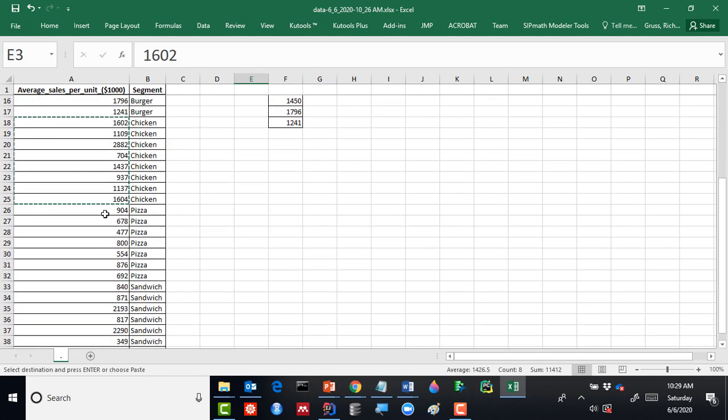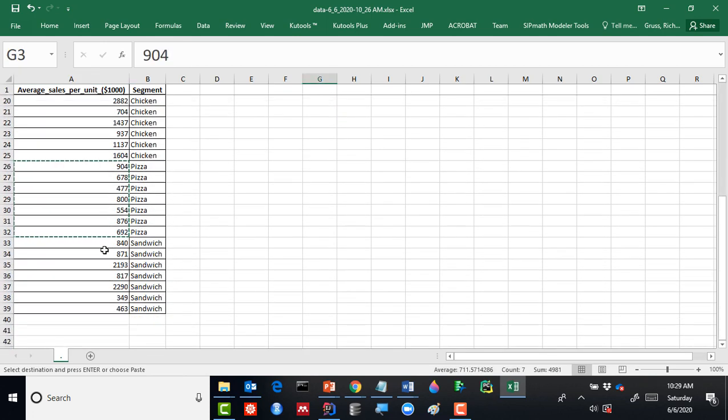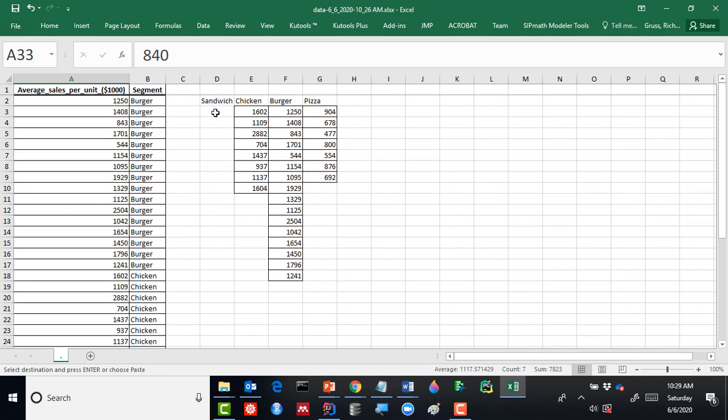And here are my pizza observations. And finally, the sandwich observations. Did I get all those? Okay. And notice we have different numbers of observations, which is totally fine. It is not assumed that you have the same number of observations for each group for the ANOVA. So that's not one of the assumptions that we make.